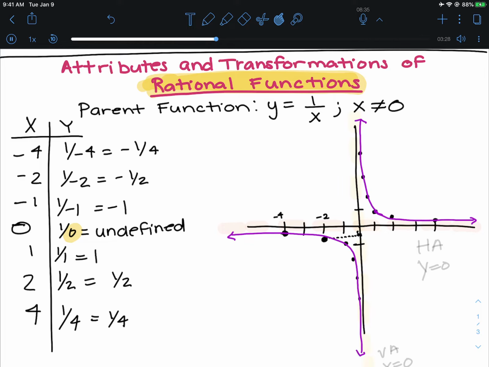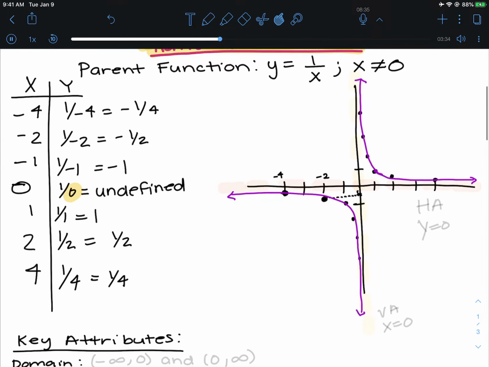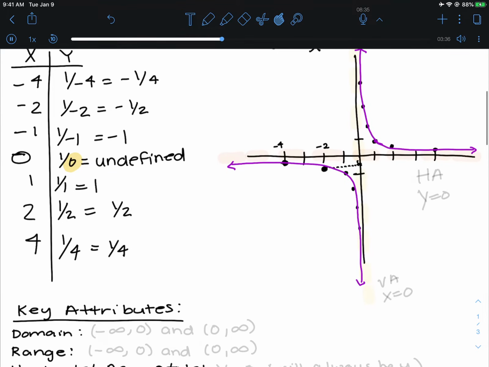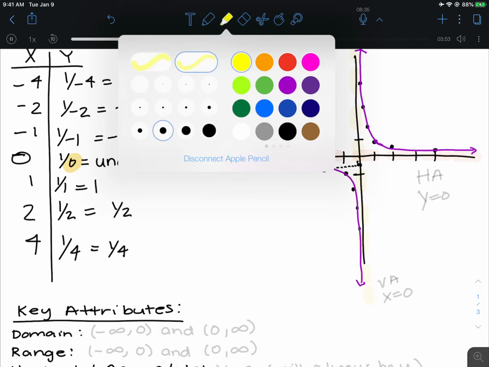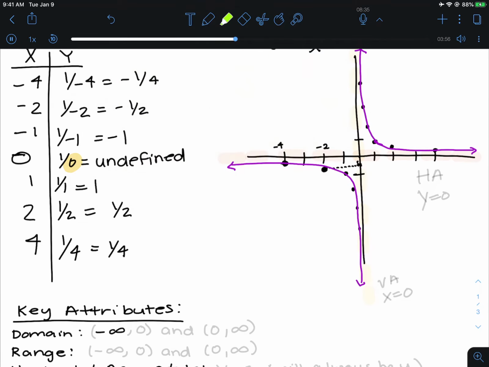Okay, so now we are going to talk about the key attributes. So obviously the first one that we have is domain. Because there are two parts to this graph, the left side and the right side, you're going to have two domain ranges in a way. So we're going to go from left to right. I start at the left side and I have an arrow, which means infinity. Now, if I'm on the left side of the graph, that means it's going to have to be negative. So I'm going to go from -infinity, and then I'm going to go to the boundary, which is going to be 0. Why? Because there I have something called an asymptote.